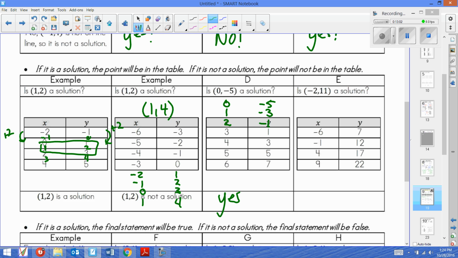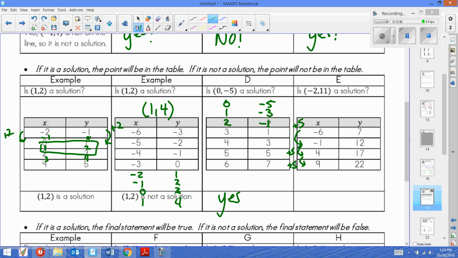Okay, let's try this (-2, 11). This is kind of weird. So it looks like we have some x values and y values, but nothing seems to stand out to me right away. But let's think about it. How could I go from -6 to -1? Looks like I added 5. How did I go from -1 to 4? Well, I also added 5. Now I see the pattern.